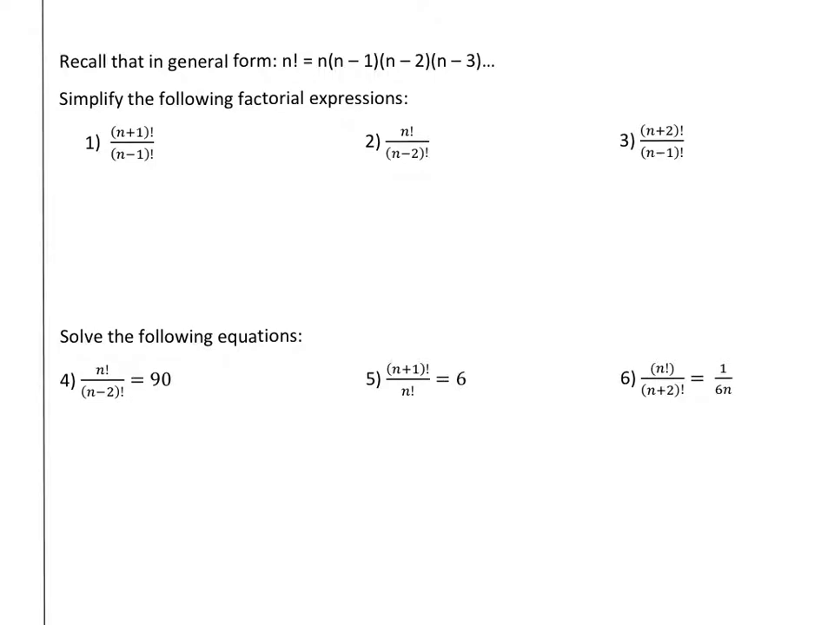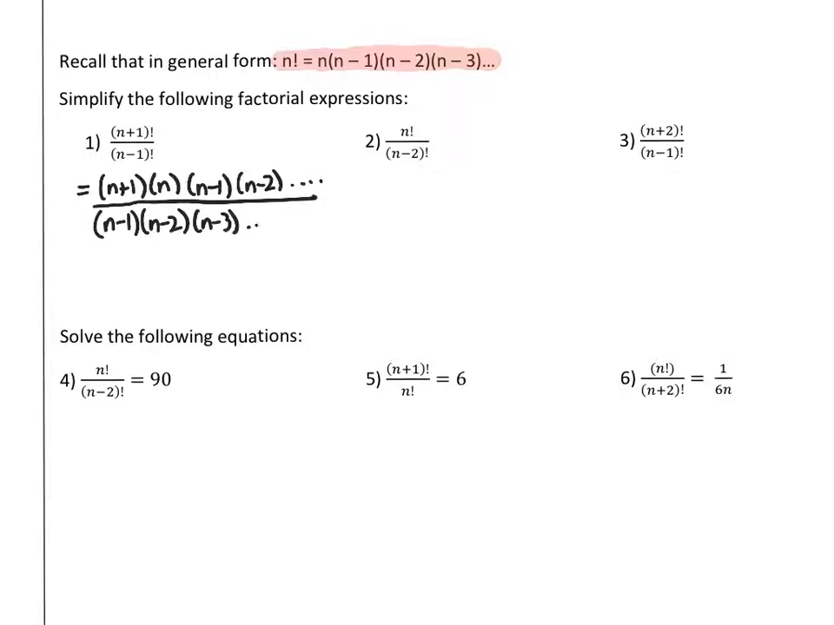Okay, so we'll start with simplifying. Just a quick reminder that when I have n factorial, what that means is n times n minus 1 times n minus 2 times n minus 3, and so on, like 5 times 4 times 3 times 2 times 1. So if I have n plus 1 factorial, I have n plus 1, and then I decrease that by 1. If I subtract 1 from that, I get n. And then I have n minus 1, n minus 2, and so on. Okay, that's the top over the bottom. So n minus 1 times n minus 2 times n minus 3, and so on.